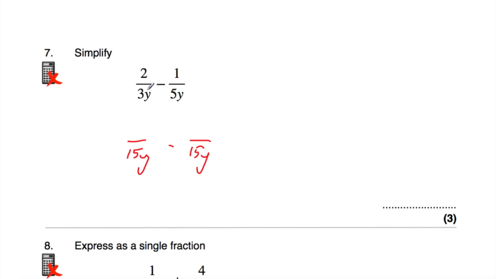So to get from 3y to 15y, we multiply by 5. So let's multiply the numerator by 5. 2 times 5 is 10. And to get from 5y to 15y, we'd multiply by 3. So let's multiply the numerator by 3, so that'll be 3. And then we've got 10 over 15y, subtract 3 over 15y, so then that'll be 7 over 15y. And that's our answer, 7 over 15y.